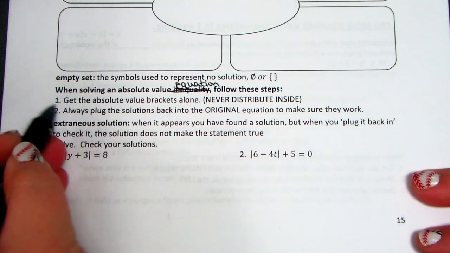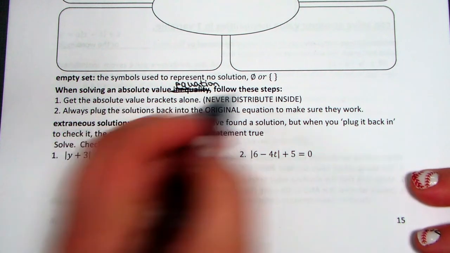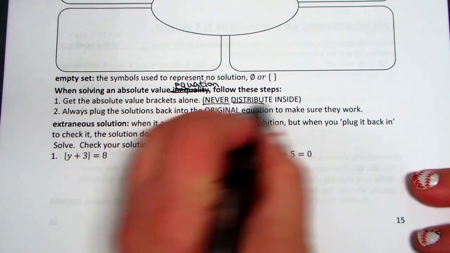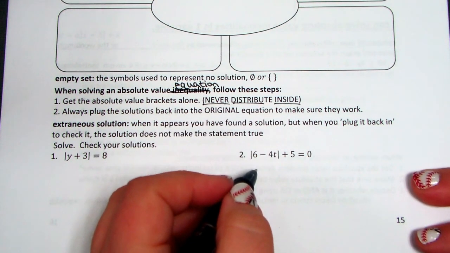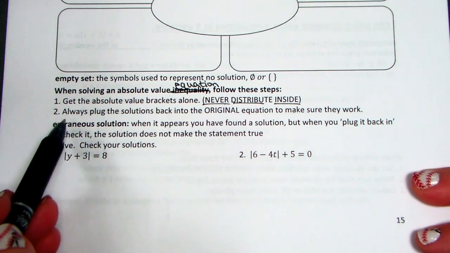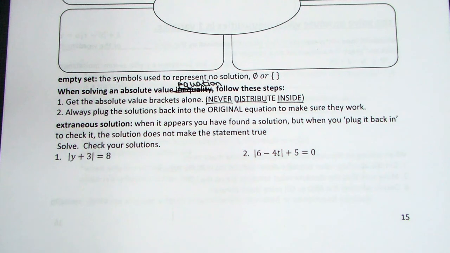And like I said, the first step is to always get your absolute values alone first. That means that we never ever distribute inside of an absolute value. They are not parentheses. Once you have gotten those absolute values alone, then we can work through and start solving them.